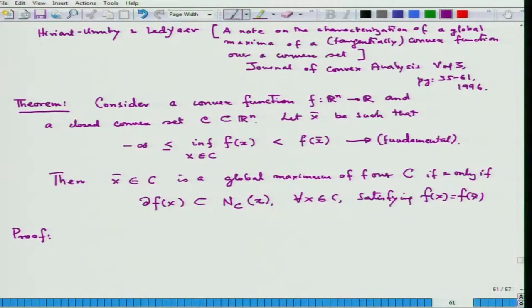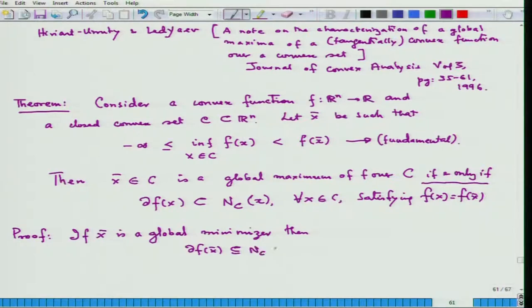Now you have observed in the statement that it says if and only if, so it is necessary and sufficient. So if x bar is a global minimizer, of course this condition is obviously true, right? Unless the function is constant, this is obviously true. Then what we have already proved, that the subdifferential of f at x bar is a subset of N_C(x bar). So if f(x) is equal to f(x bar), then for all such x we will have, of course, x is in C.